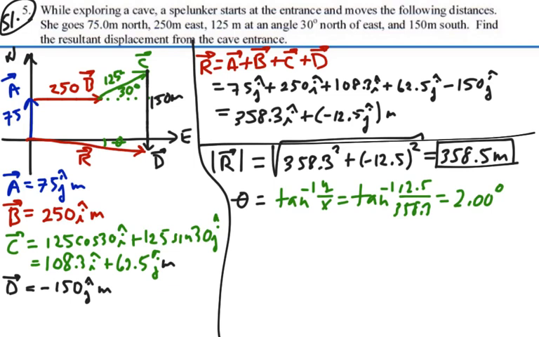Now the direction is going to be south of east, as we're looking at. So we didn't want to put the negative sign in there because the calculator wouldn't know which component was the negative component. So we strictly went for the angle, pure angle, and then we defined it afterwards by knowing that we were going into the fourth quadrant down there. So it's 2 degrees south of east with a magnitude of 358.5 meters. So that's our answer for the resultant displacement from the cave entrance.